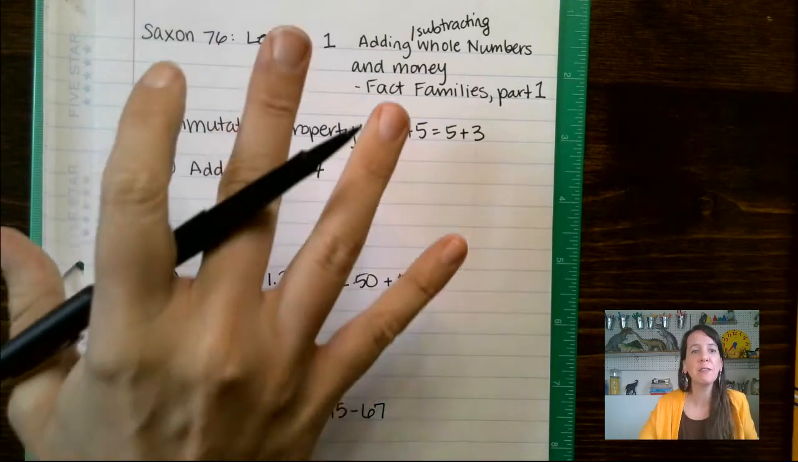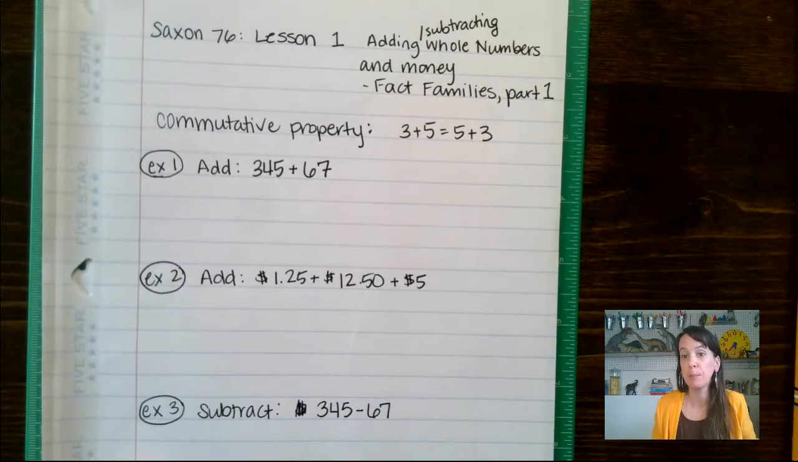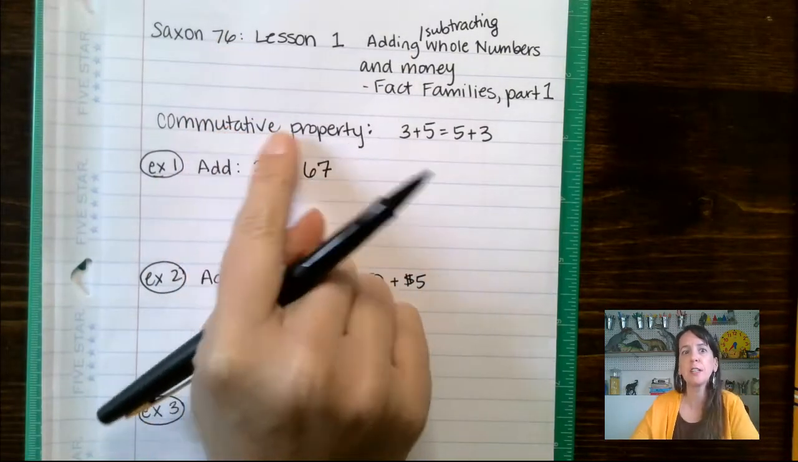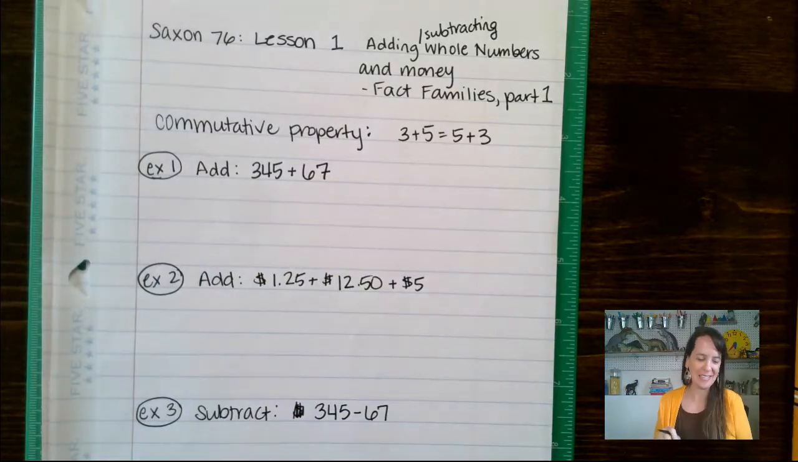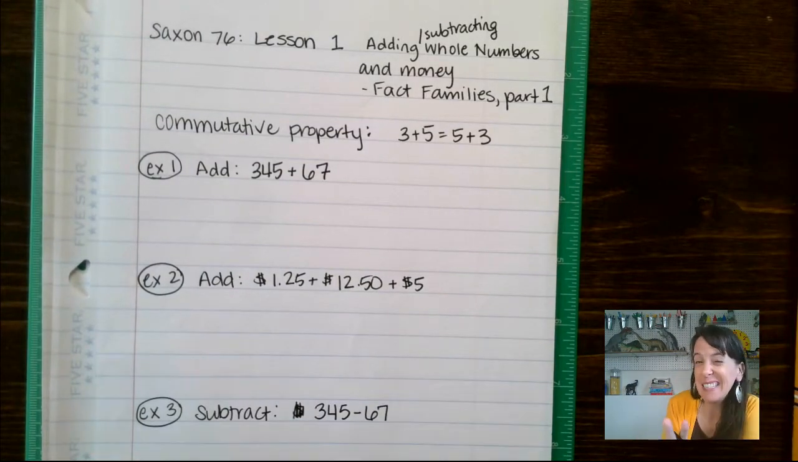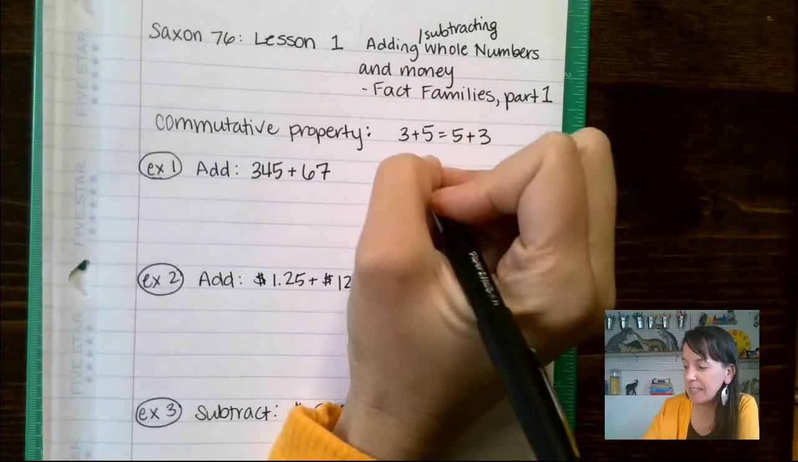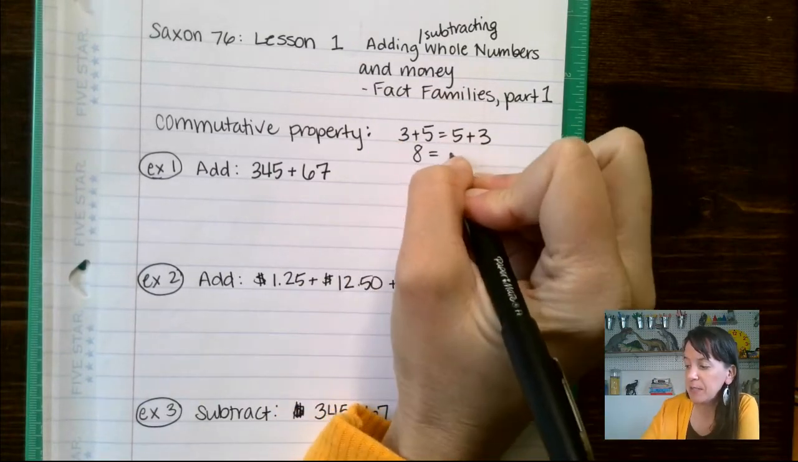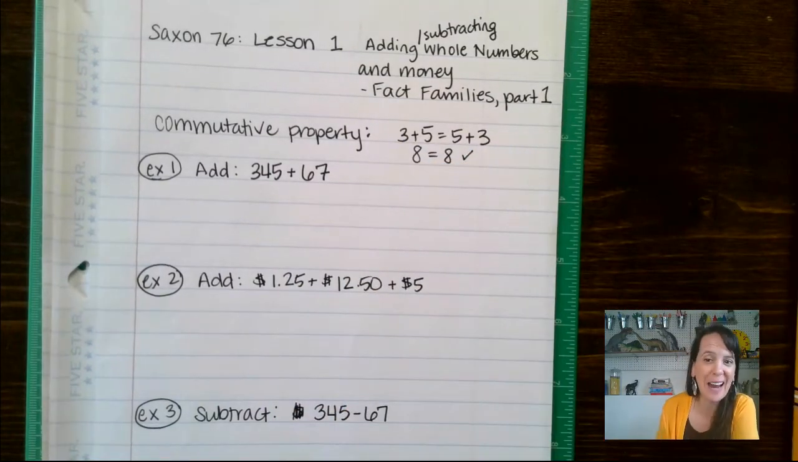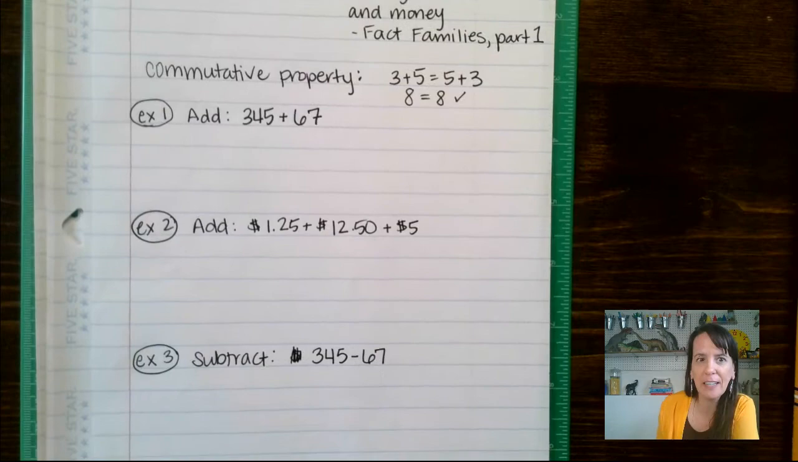Okay, first here, these are all the examples from the book, but I want to go over them with you individually. First things first, the commutative property. The commutative property of addition basically says that you can add in any order. That means that 3 plus 5 gives me 8, and 5 plus 3 is also going to give me 8. So we can add in any order. That's going to be helpful for these next few lessons, so I want you to keep that in the back of your mind. All right, let's jump right in and go on to these examples.